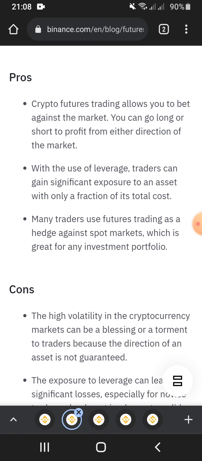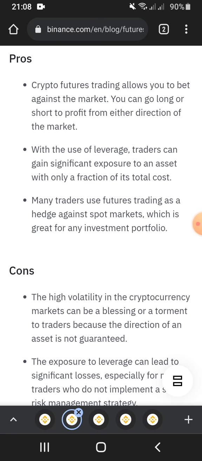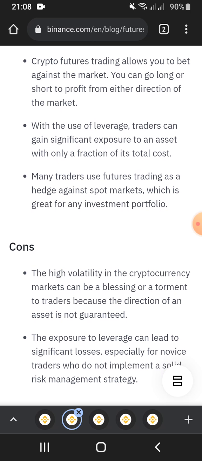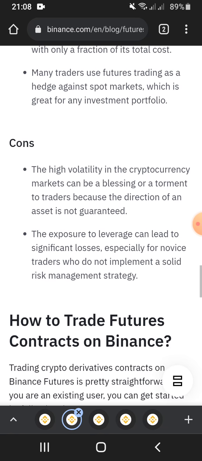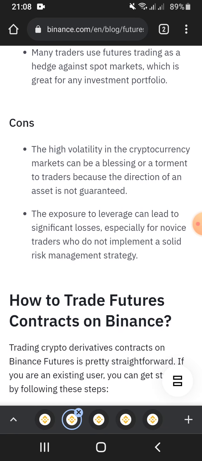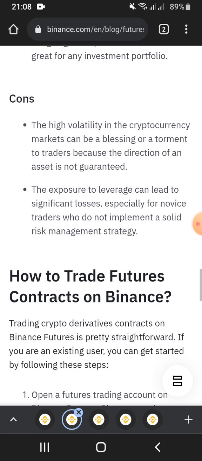With the use of leverage, traders can also gain significant exposure to an asset with only a fraction of its total cost. Many traders use futures trading as an edge against the spot market, which is great for any investment portfolio. The cons: the high volatility in the cryptocurrency market can be a blessing or a torment to crypto traders because the direction of an asset is not guaranteed.